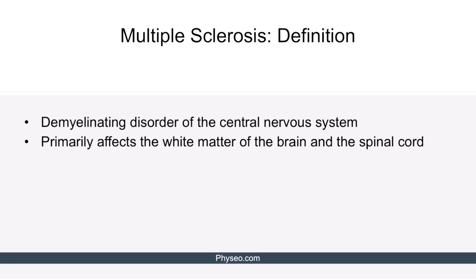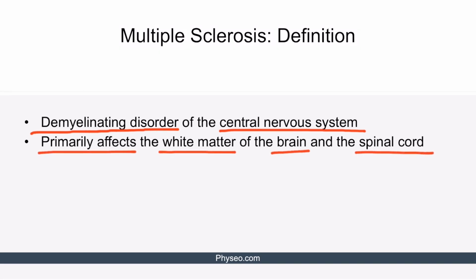Let's begin with multiple sclerosis. Multiple sclerosis is a demyelinating disorder of the central nervous system. The disorder primarily affects the white matter of the brain and the spinal cord. So, multiple sclerosis, think brain and spinal cord.